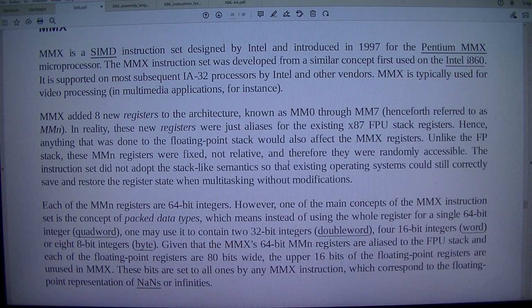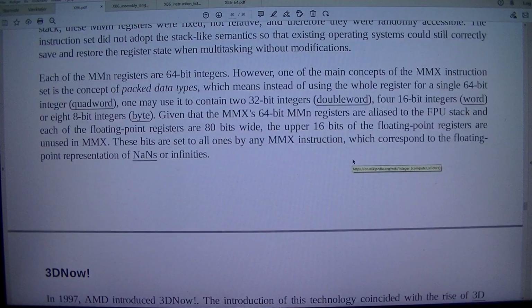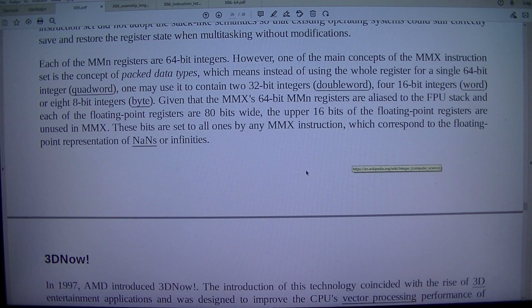The instruction set did not adopt the stack-like semantics so that existing operating systems could still correctly save and restore the register state when multitasking without modifications. Each of the MMn registers is a 64-bit integer.